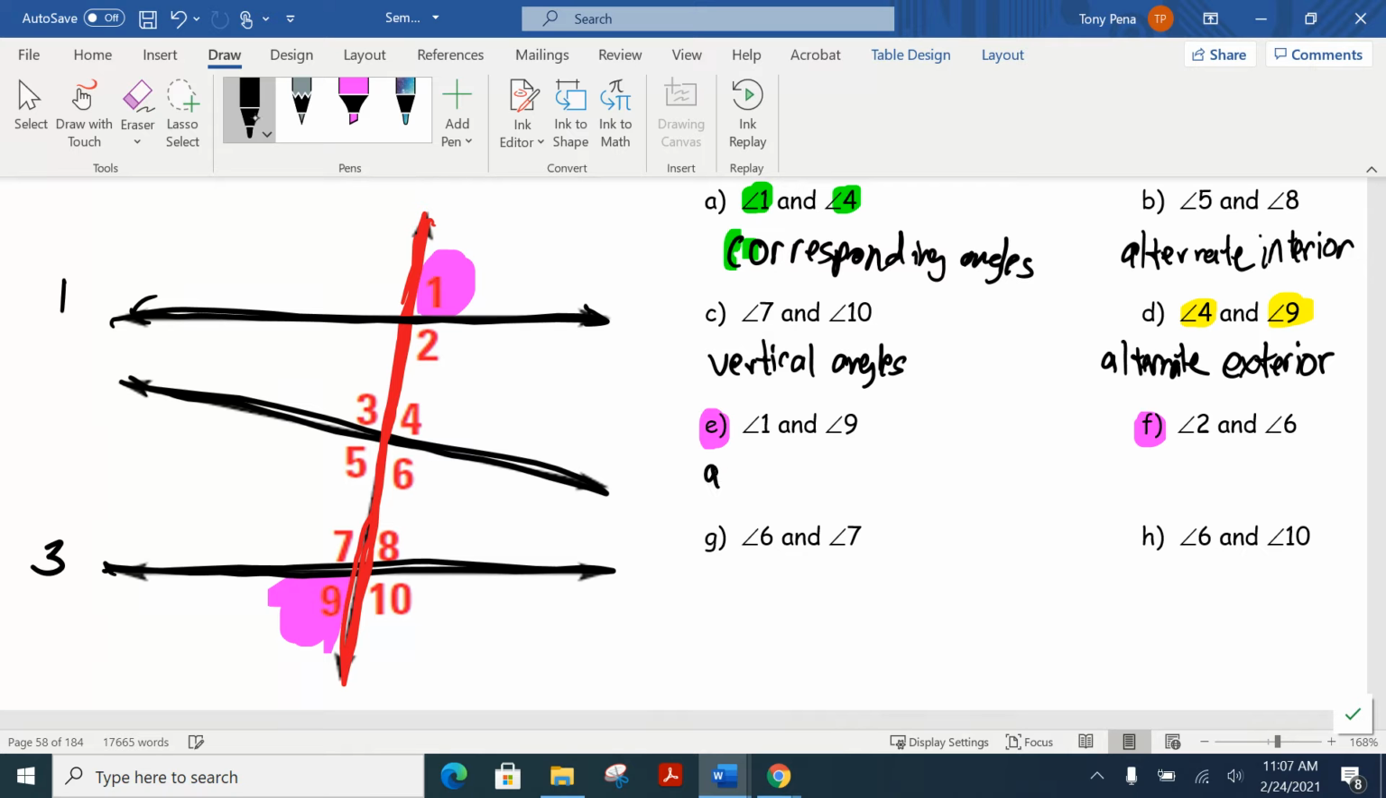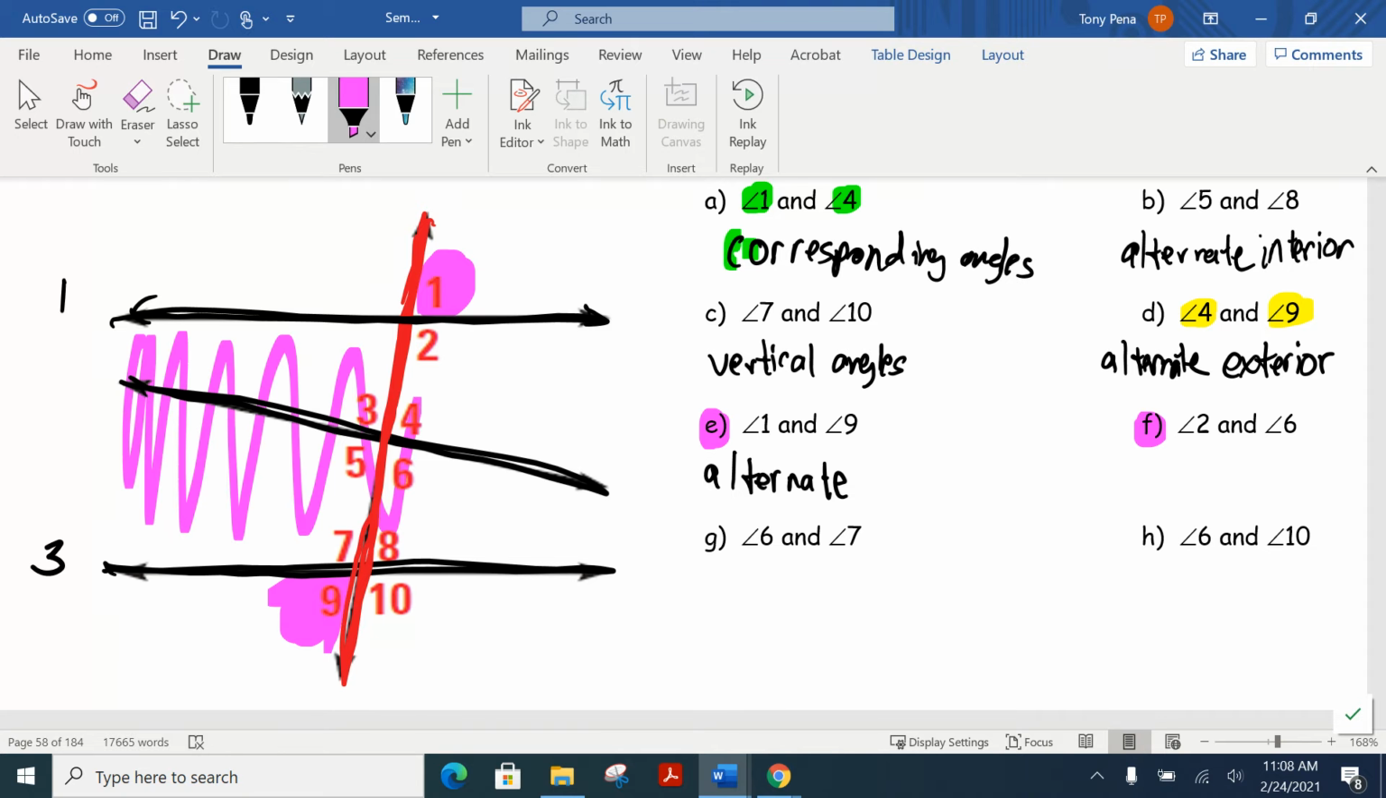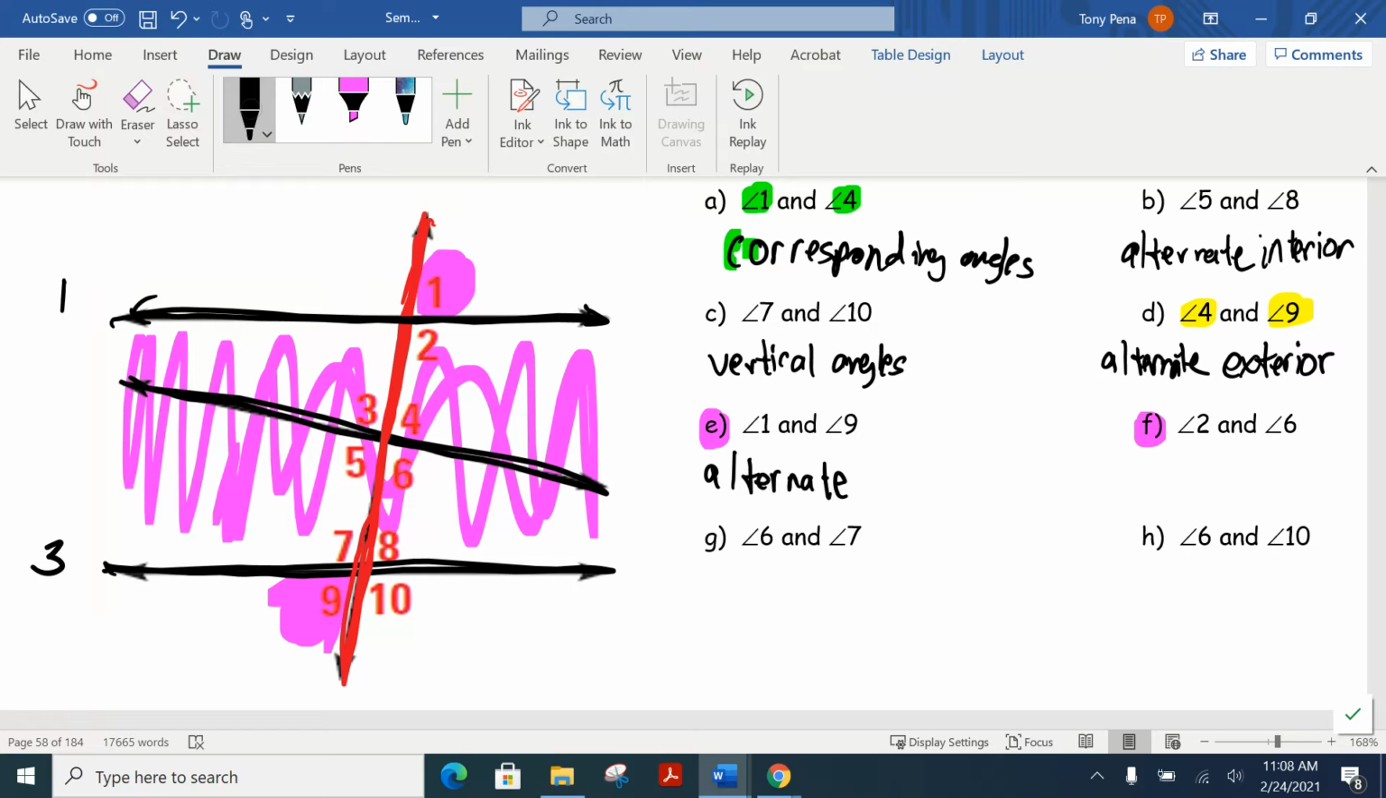Good. These are alternate. That just means they're on the opposite side of my red line. So the 1 is on the right-hand side, 9 is on the left. And then if we look at the inside of those two lines, you would notice that 1 and 9 are both outside of that shaded interval. So these are alternate exterior angles. All right, good.